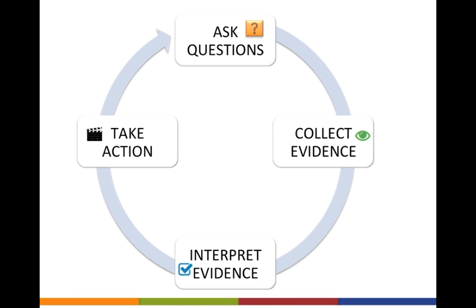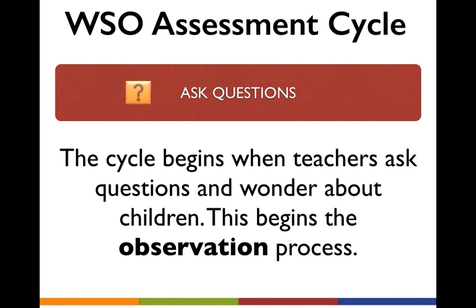The cycle of assessment begins with asking questions, then collecting evidence, interpreting that evidence, and finally taking action. Let's look at the assessment cycle in a bit more detail. Teachers naturally wonder about their children and ask questions. For example, what do my students know about number and quantity? Asking questions helps teachers clarify their thinking and become more focused. As teachers observe children, the details they learn help them put together a more complete picture of the child. As they see gaps in what they know, their questions become more focused and specific.